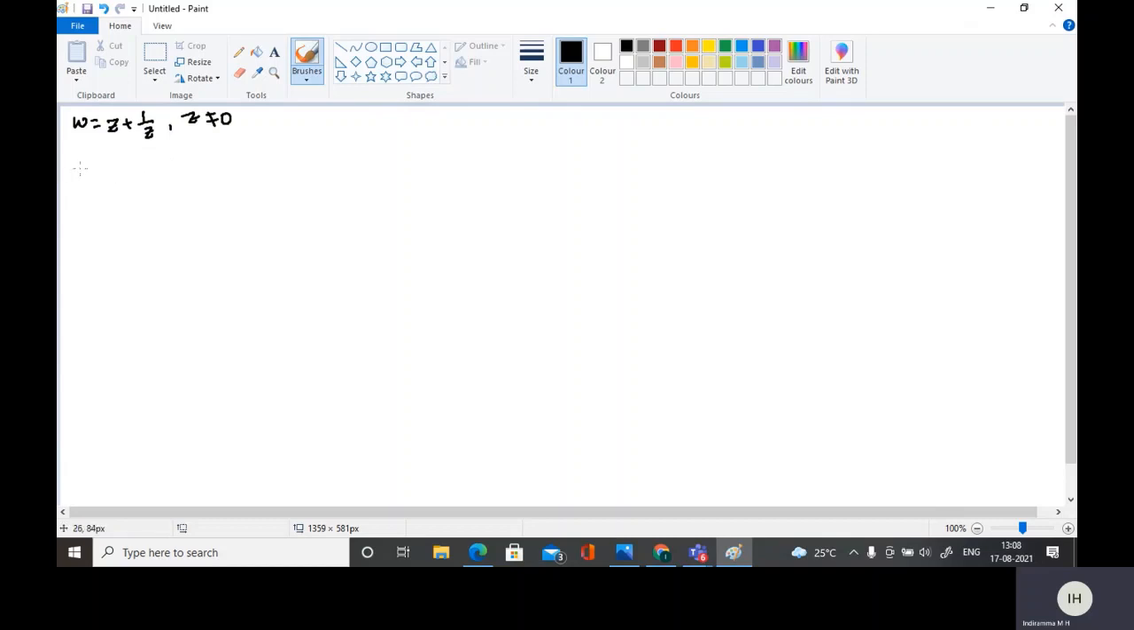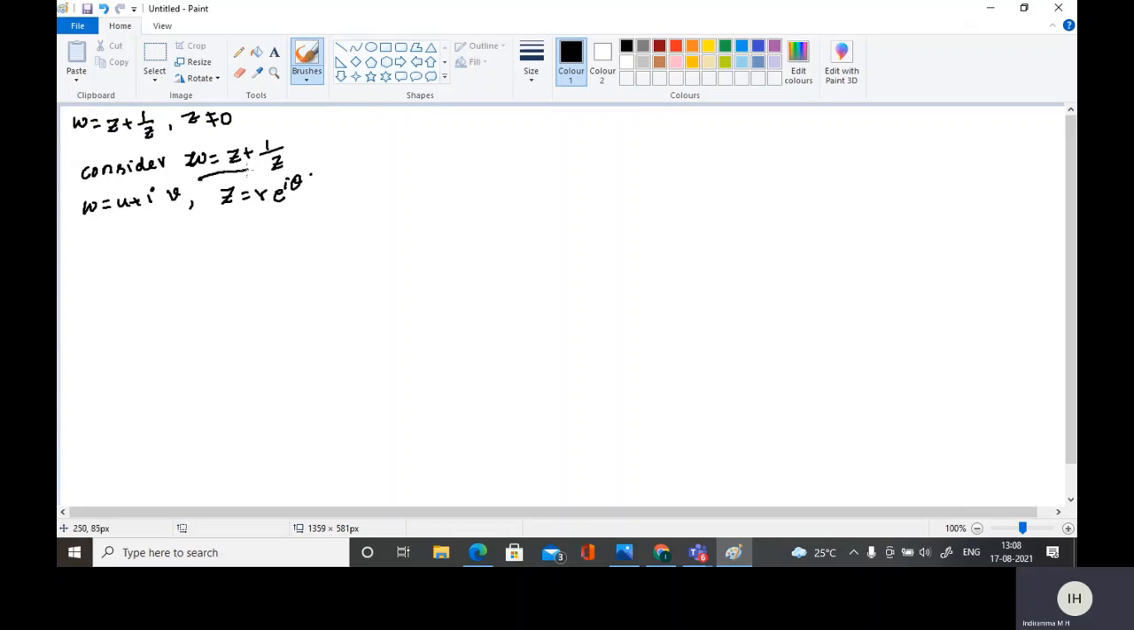Now consider W is equal to Z plus 1 by Z. We can substitute for Z either in Cartesian form or in polar form. If we consider Z in the Cartesian form, that is x plus iy, it is difficult for us to simplify. So I am going to substitute Z in the polar form as r e power i theta. We know that W is equal to u plus iv, and I am going to substitute Z equal to r e power i theta.